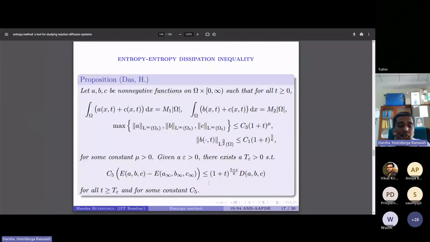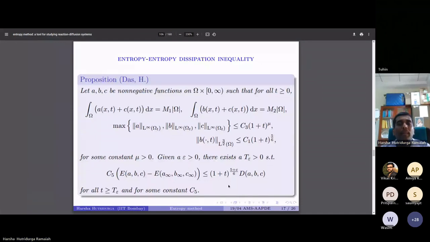this is the key result that we have shown, which relates the relative entropy, E(A, B, C) minus E(A infinity, B infinity, C infinity), bounded from above by some polynomial thing, 1 plus t raised to that, times the dissipation functional D. Okay, and this epsilon, you need not worry about it because there was a natural log correction. That's why this epsilon is coming. The only thing to keep in mind is, it's not exactly 5 by 6, it's 5 plus epsilon by 6. Okay, so you just wait for long enough, this thing will kick in. That's what we are trying to say.